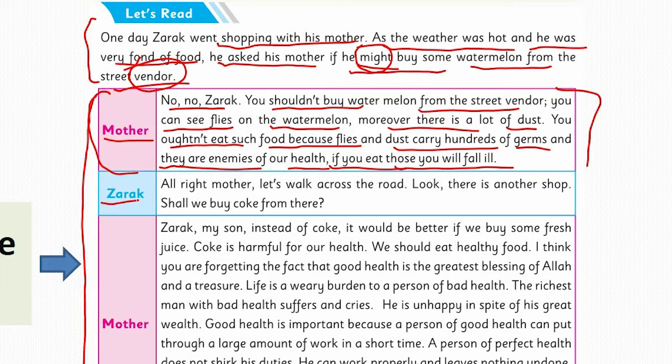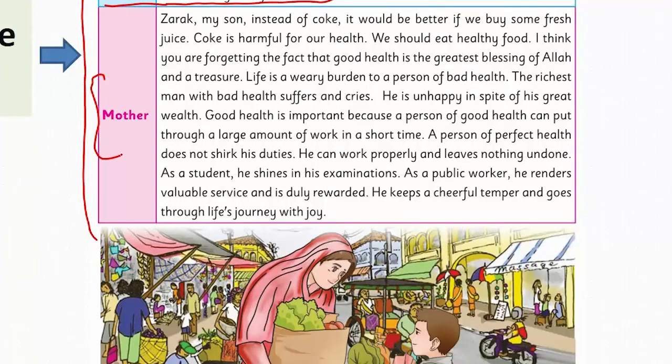So what Zirk replied, All right mother, let's walk across the road. Look, there is another shop. Shall we buy Coke from there? Then Zirk wanted to buy Coke here. Then what her mother replied here, Zirk, my son, instead of Coke, it would be better if we buy some fresh juice. Coke is harmful for our health.